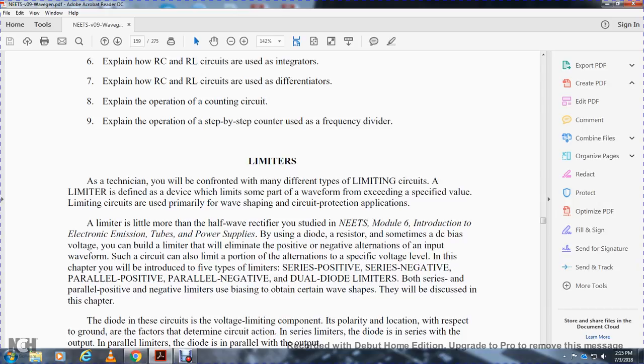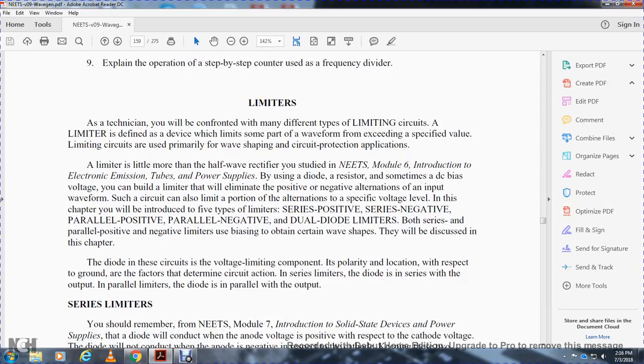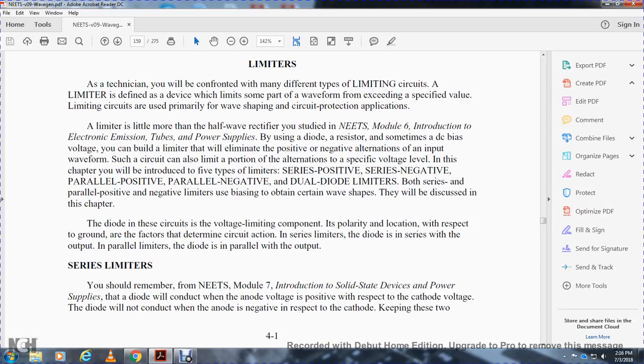In this chapter, you will study five types of limiters: series positive, series negative, parallel positive, parallel negative, and dual diode limiters. Both the series and parallel positive and negative limiters use bias to obtain certain wave shapes that will be discussed in this chapter. The diode polarity and location with respect to ground are the factors that determine the circuit action. In series limiters, the diode is in series with the output. In parallel limiters, the diode is in parallel with the output.